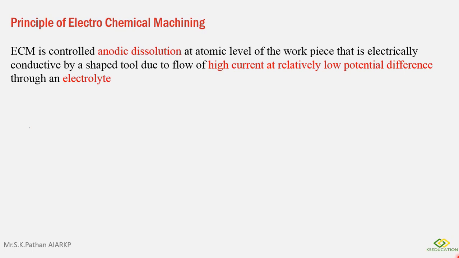So here the main reason for material removal is anodic dissolution, and as we know very well, the anode is always the work, and this is dissolved in the electrolyte, and because of that we get machining. This happens because of this high current and relatively low potential difference. So let's try to understand how this reaction happens.